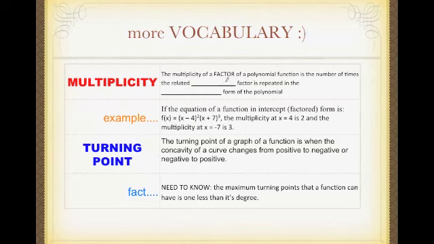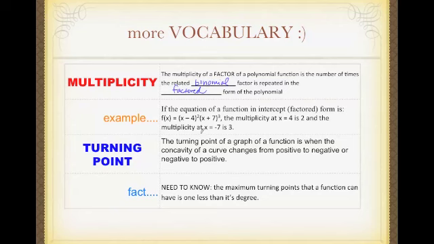So the multiplicity, I think that's a fun word to say, of a factor of a polynomial function is the number of times a related binomial factor is repeated in the factored form of the polynomial. So here's an example.